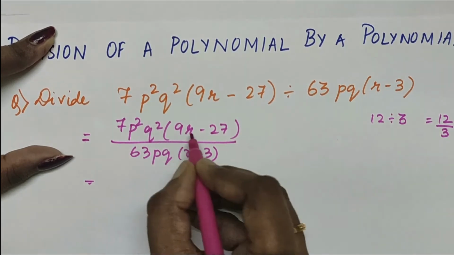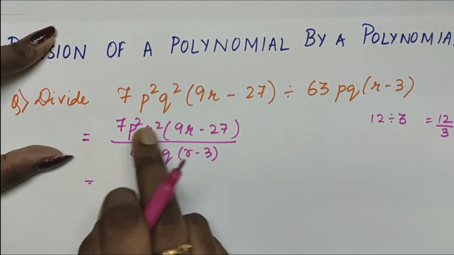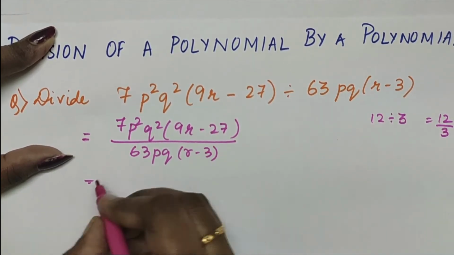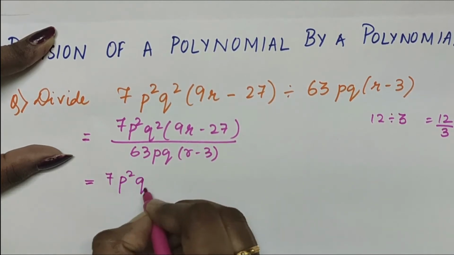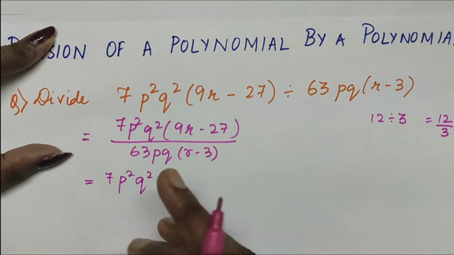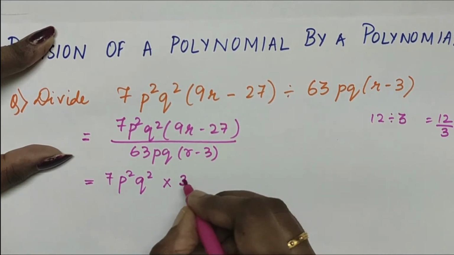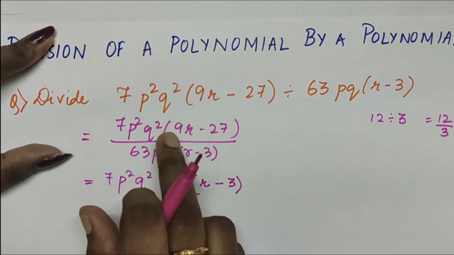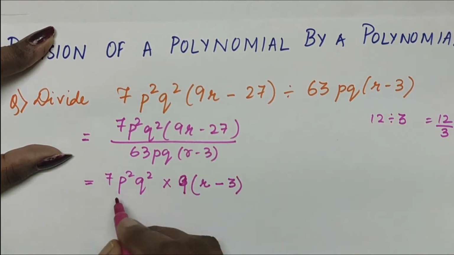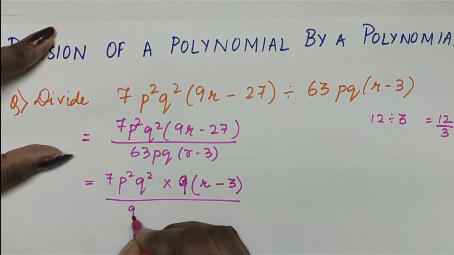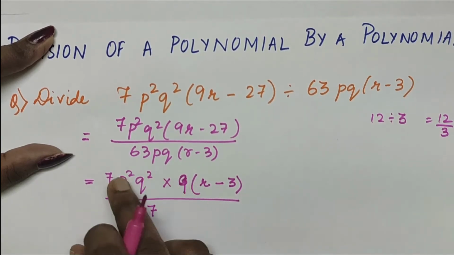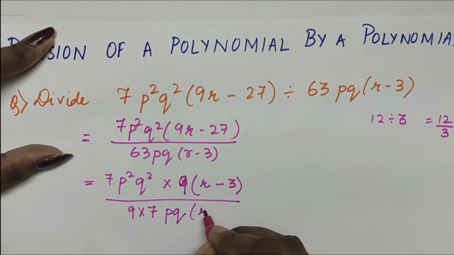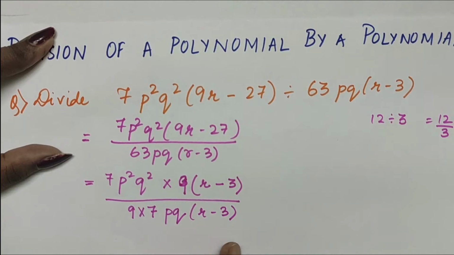Now you can see that in these two expressions or polynomials, 9 is common. So let me take that 9 outside. It will become 9 bracket r minus 3, because if I open the bracket I will get this number, divided by 63. I can write it in the form of 9 into 7. Why? You can see that 9 and 7 are already there in the numerator of my polynomial. Now I have simplified this equation.